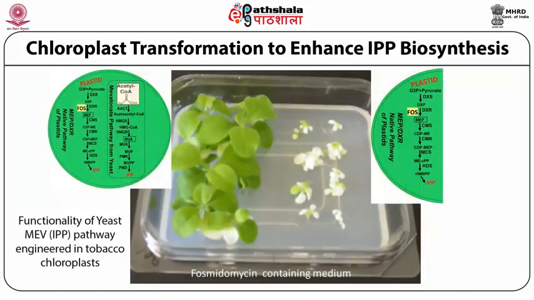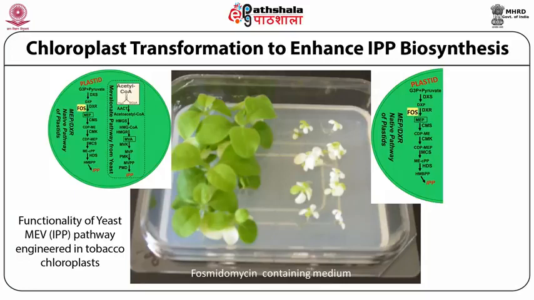Interestingly, we were able to increase the IPP, and not only that, we have shown that the yeast mevalonate pathway is fully functional in the chloroplast and producing the IPP. Functionality was tested by putting fosmidomycin in the medium, which specifically stops the expression of the plastid MEP pathway. So IPP was not available to the plants.